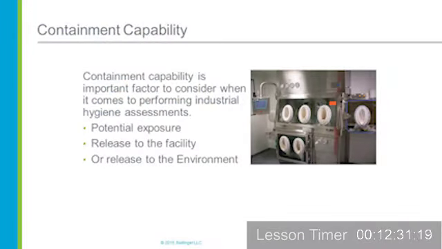So when we assess containment capability, we are evaluating three things mainly. First is the potential for the exposure to the actual operator or the worker working on that piece of equipment. Secondly is the potential for the release of the material into the immediate work area, which could impact other workers in the area, but it also could contaminate other pharmaceutical processes, and that's never a good thing to have happen. And then lastly, the third one is the potential for the release into the environment.